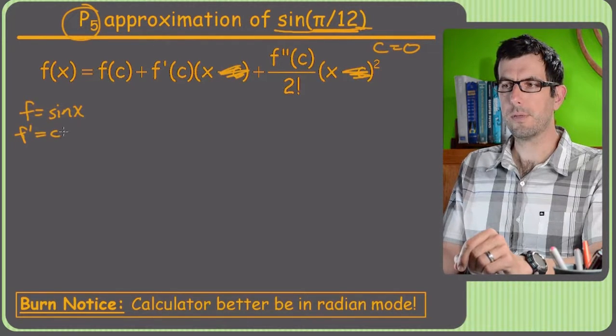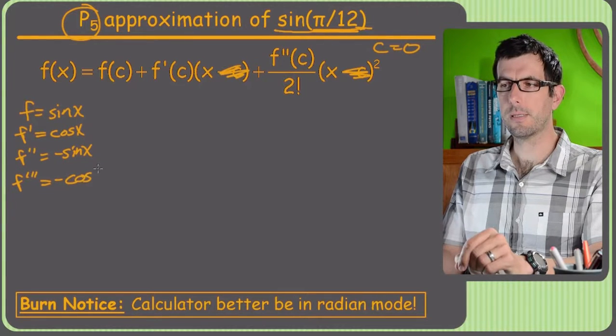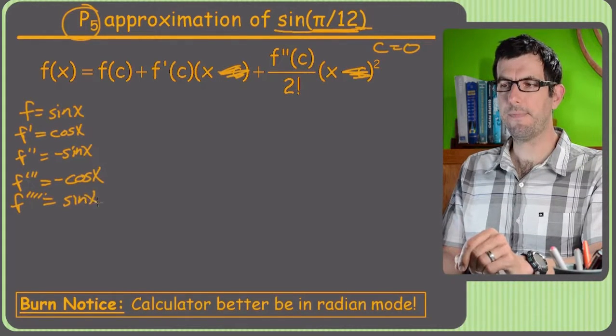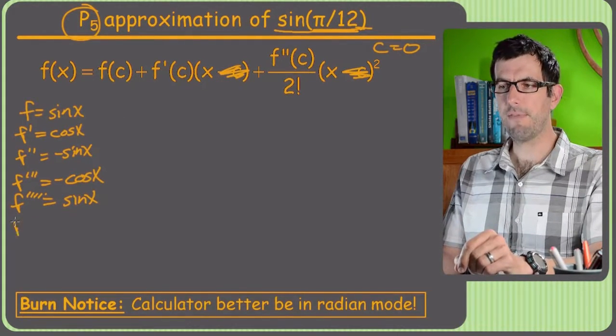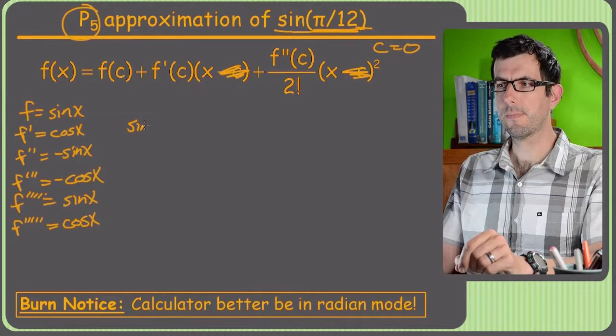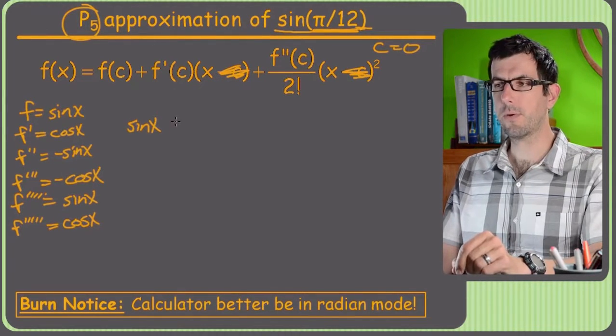F prime equals cosine x. F double prime equals negative sine x. F triple prime equals negative cosine x. F fourth prime equals back to positive sine x again. And then since I'm doing P5, I need the fifth one, which equals cosine x. All right, so sine x, and this is centered around 0, which is pretty cool.